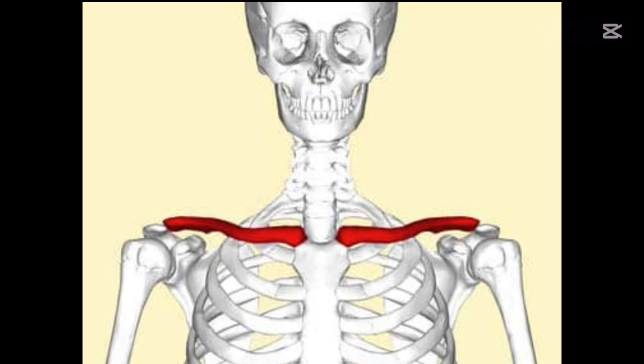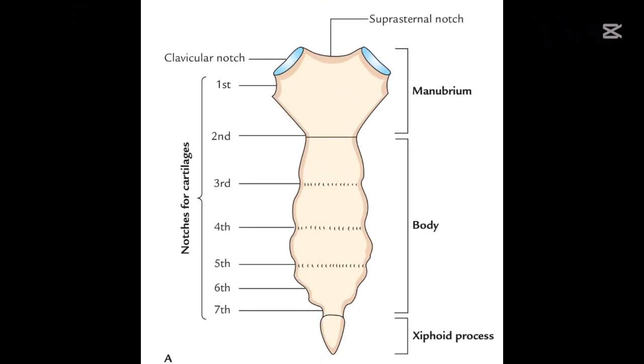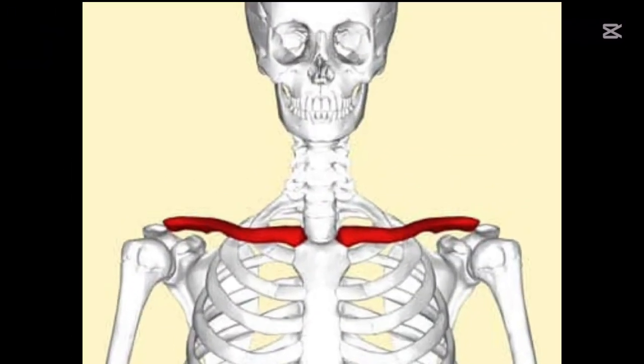So what part of the sternum? You can watch my video on the sternum when you are done with the upper limb. Now the sternum, you have the manubrium, the body, and the xiphoid. It is connecting to the manubrium of the sternum. So you have a medial end attaching to the manubrium and a lateral end attaching to the acromion process of the scapula. That is how it is connecting the upper limb to the sternum.